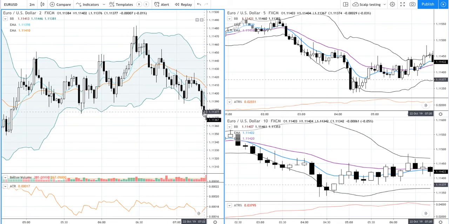Even though it is now a confirmed trend down and we have a shooting star touching the moving average zone, we can't take this because you can see that volatility, if we look at the ATR down here, is going up.